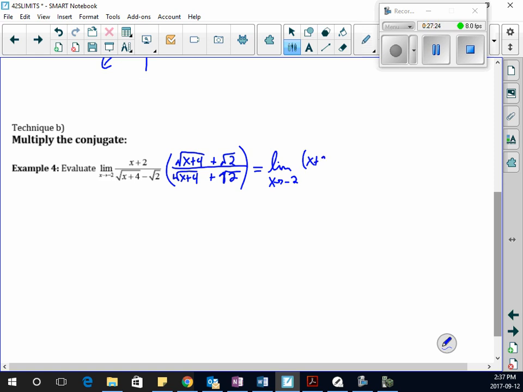So it's going to be x plus 2 times the root of x plus 4 plus root of 2, over, what do I get on the bottom? What's root of x plus 4 times root of x plus 4? x plus 4. And the nice thing about a conjugate is the outer and the inner cancel each other, right? That's the whole point of the conjugate. Root of x plus 4 times root 2 is root 2 root x plus 4, and then you get negative root of 2 times that. Do you see they cancel?